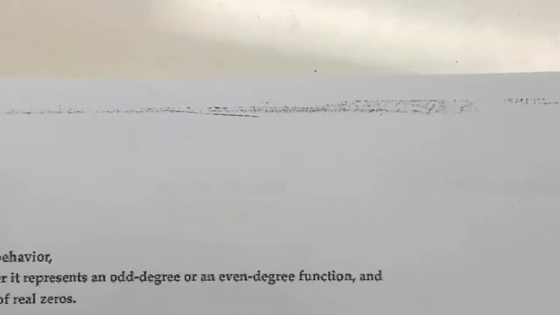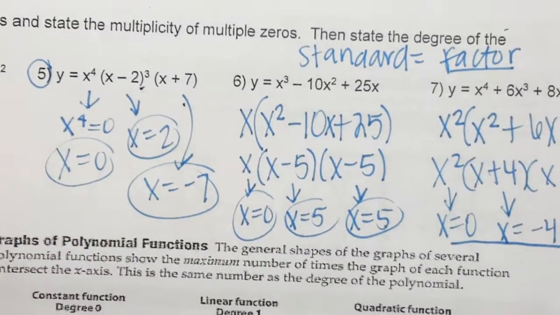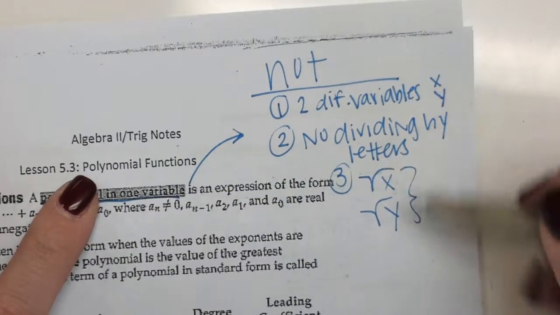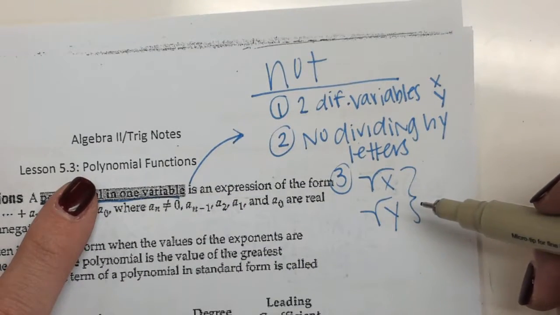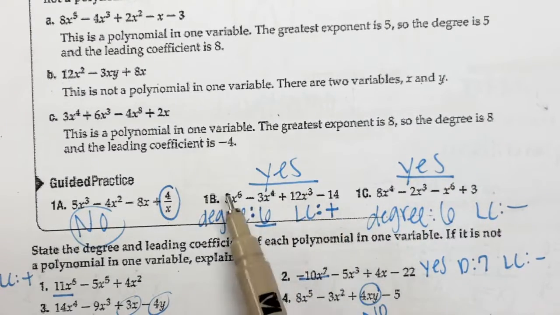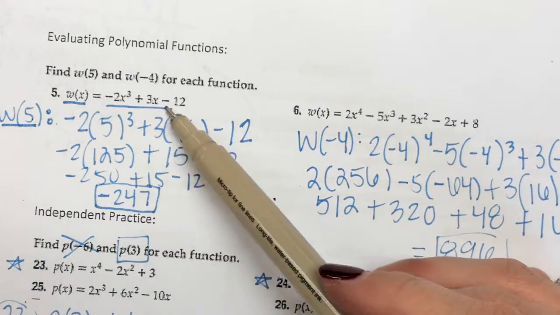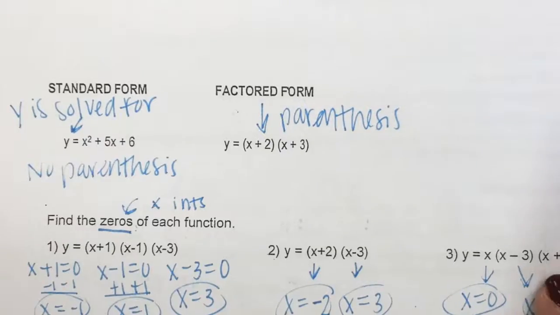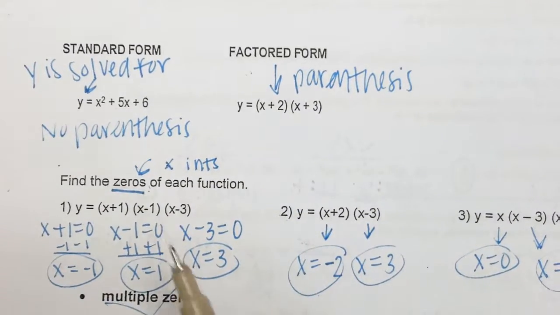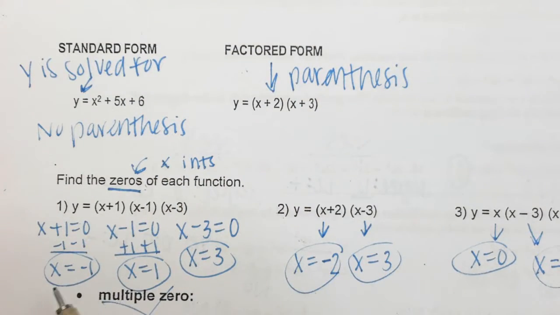The rest of these notes we're going to get to when I come back. But let me just review what we've learned today, because you're about to do an assignment on your own. Don't forget the conditions. That tells you whether it's polynomial in one variable or not. Don't forget your degree is your highest exponent. Your leading coefficient is the number that's in front with the highest exponent. It's positive or negative. We learned how to evaluate functions, just plugging in a number for all the x's. We learned how to find the zeros in standard and factored form. So that's what you'll be practicing today.